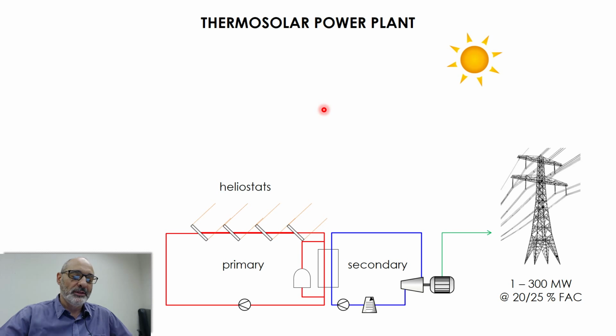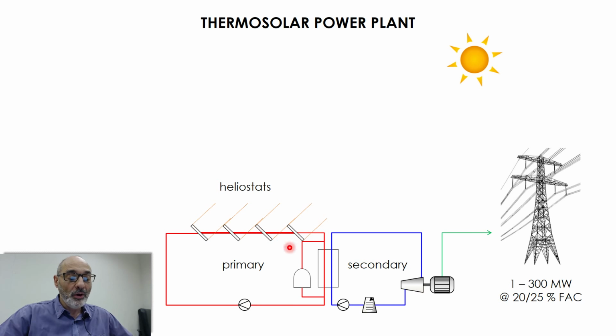Okay, so again, that's why we need celestial mechanics. The primary cycle, or the primary subsystem, is composed of a working fluid, here in red, which is heated by the collectors and then releases this heat to the secondary cycle. So it cools down and then it's pumped back to the collectors.